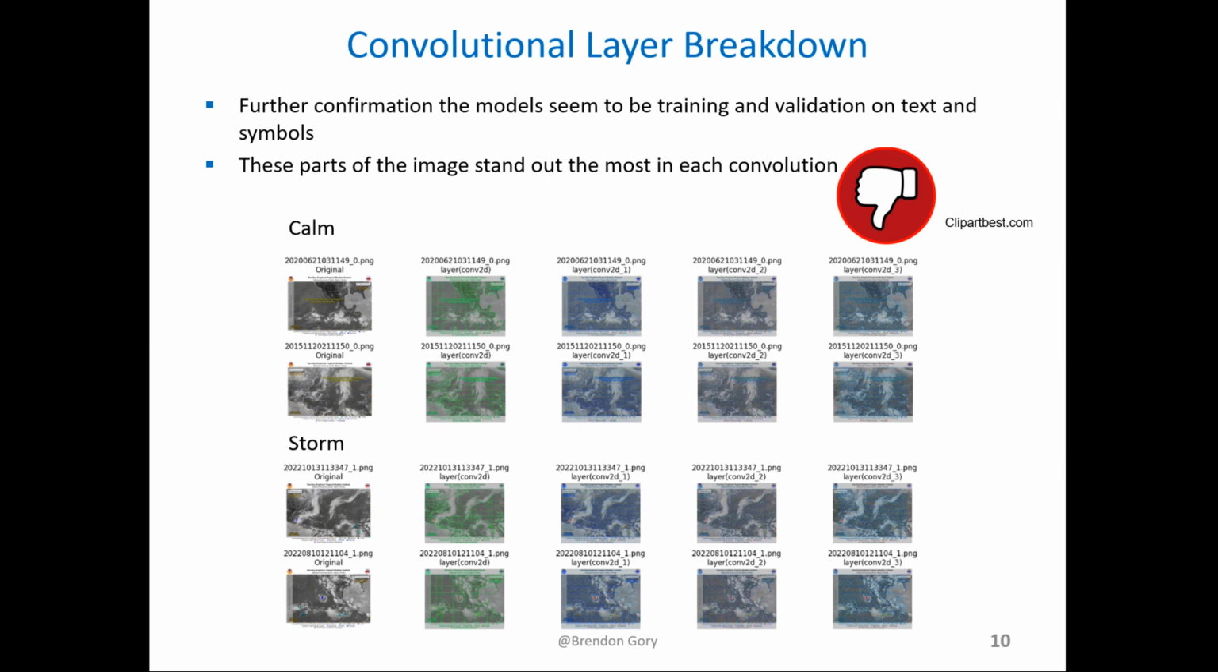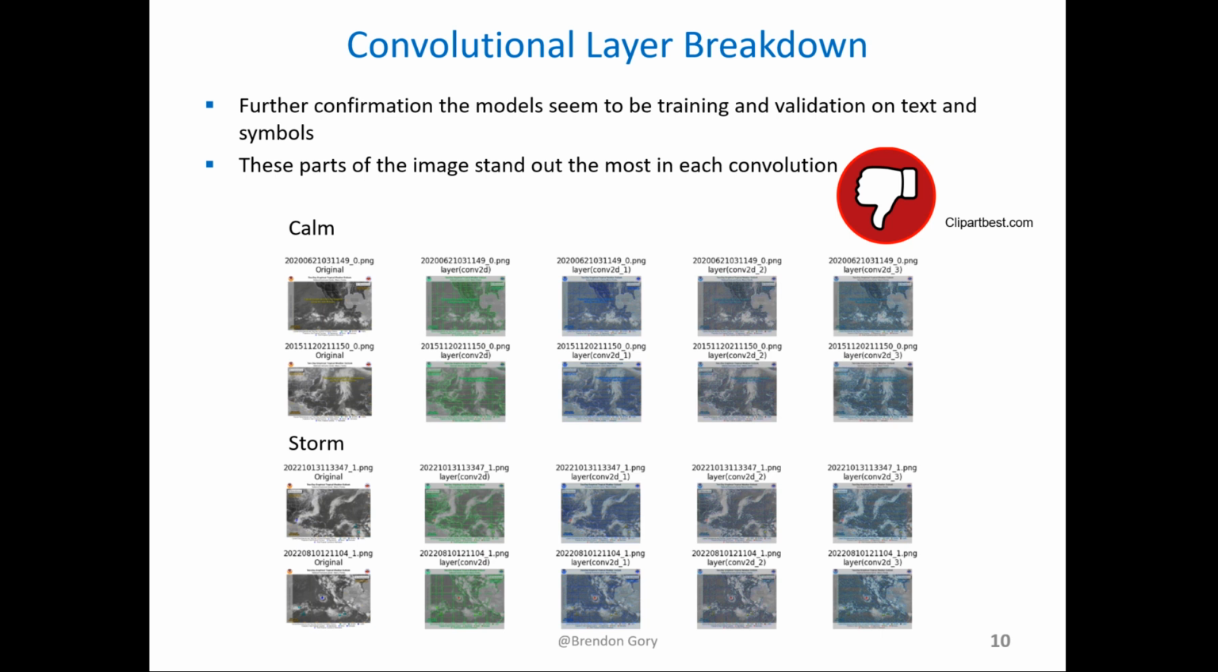So here we have layers 1, 2, and 3 and the original image, and we can see the progression of what these models are really focusing on, because each layer has more and more nodes, and the weightings seem to be focusing more on the symbols and the text rather than the cloud patterns that we want it to see.